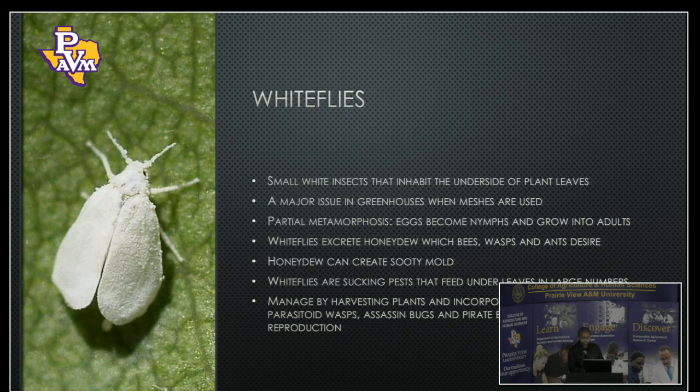And so you can actually incorporate some beneficial insects. Lacewings will hunt down whiteflies. Parasitoid wasps, what they'll do is they'll sting insects and then basically kidnap them and feed them to their larvae. And so that's how parasitoids work. Of course, assassin bugs and pirate bugs as well will disrupt their whole reproduction system.